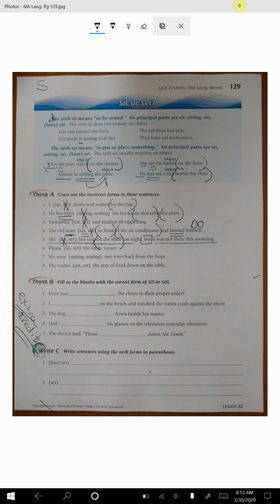All right. Please set the table, Grace. Okay, so, yeah, this is called a direct address. It's not the subject. It's kind of a different deal. This is an imperative sentence, so it would still have an understood you. And she's telling you to set the table. Don't sit on the table.